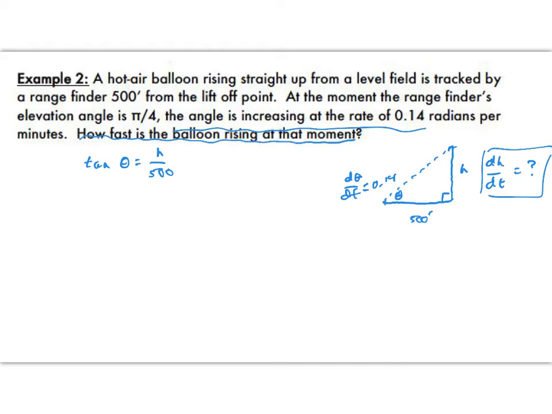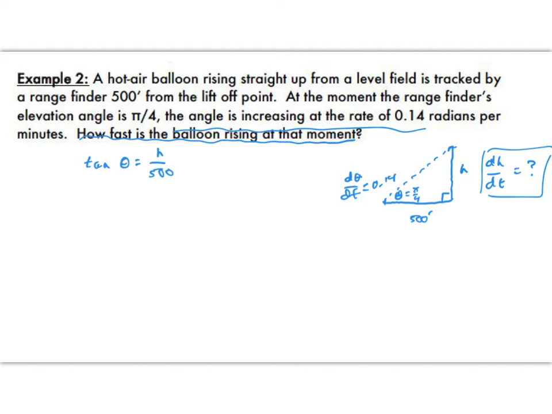All right, so at this particular instant in time, when we've frozen the picture, this angle is pi over 4. That's going to be really helpful information to know, because I think that the tangent of pi over 4 is going to be 1. So at that instant, the height of the balloon is also 500 feet, which makes a lot of sense. But let's go ahead and see if we can get this dealt with for a related rates equation.